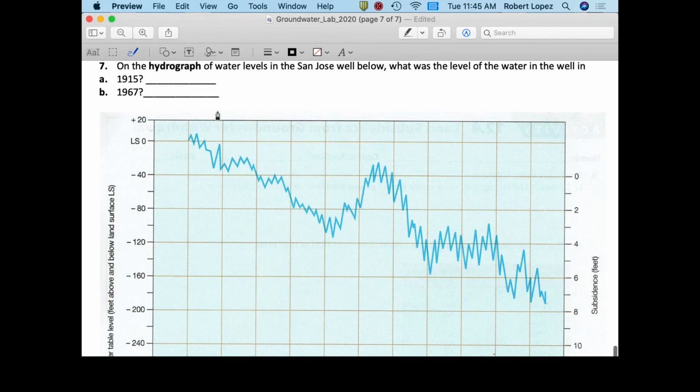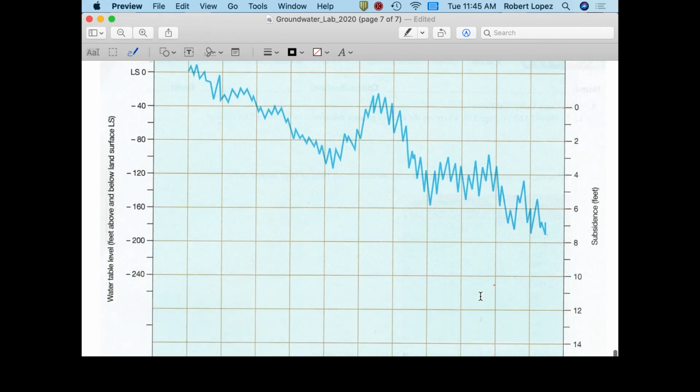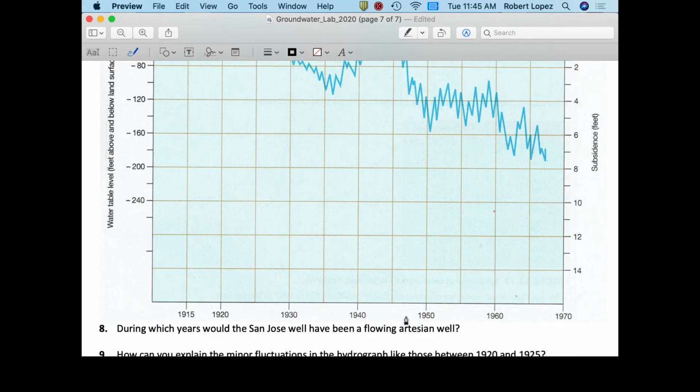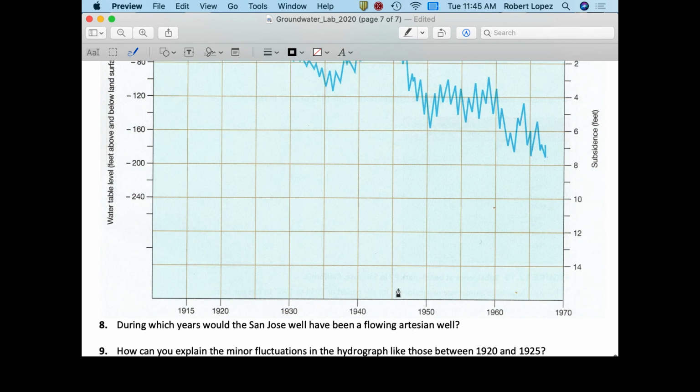And in the positive range, above the ground surface. So obviously that would be artesian, right? Because there's a potentiometric surface, the hydraulic pressure. And then in 67, it's down here at negative 180 or so, negative 180, right? So that's what the hydrograph is pointing out there. And then, so during what years was it artesian? You can answer that. And then what are these minor fluctuations?